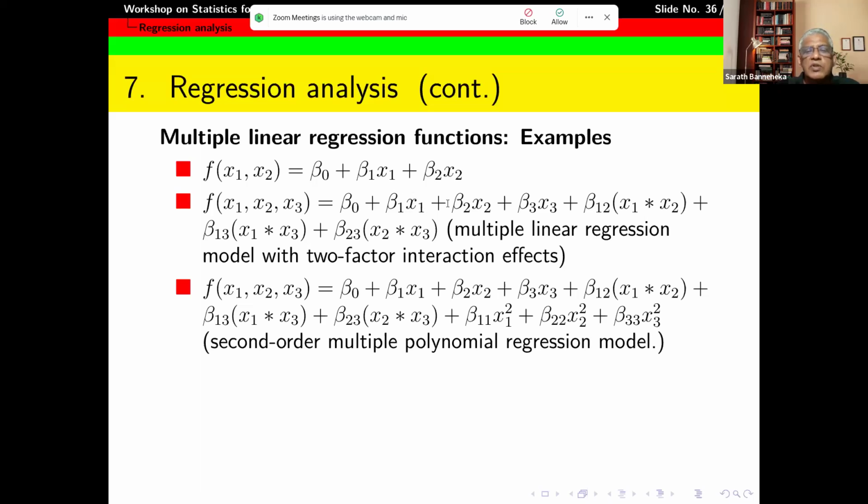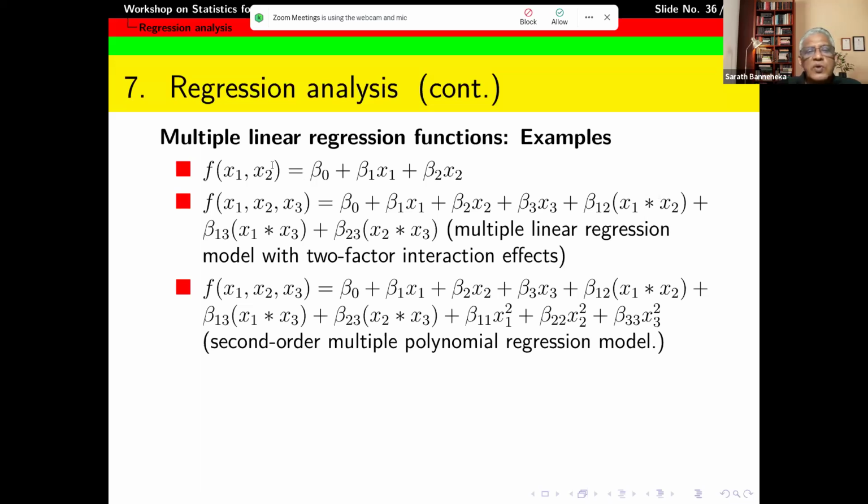Beta node, beta 1 times x1, beta 2 times x2, beta 3 times x3. And then you also have the product terms, for example, x1 times x2, x1 times x3, and x2 times x3. That is also a multiple linear regression model, including main effects, we say x1, x2, x3, main variables. And then these are usually called two-factor interactions, in this case it can be factor variables.